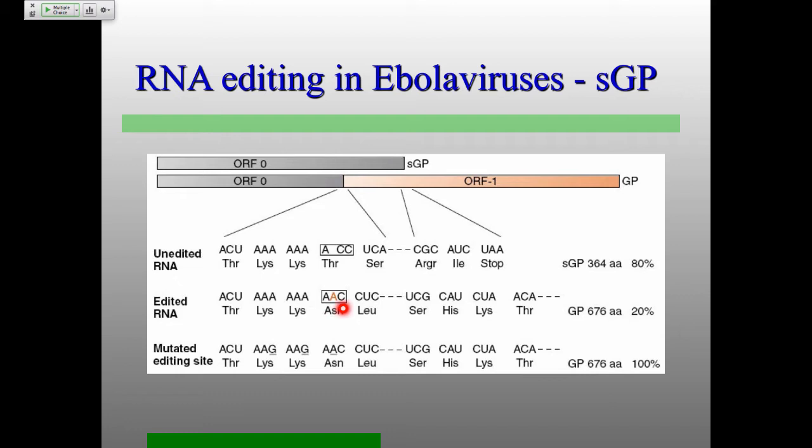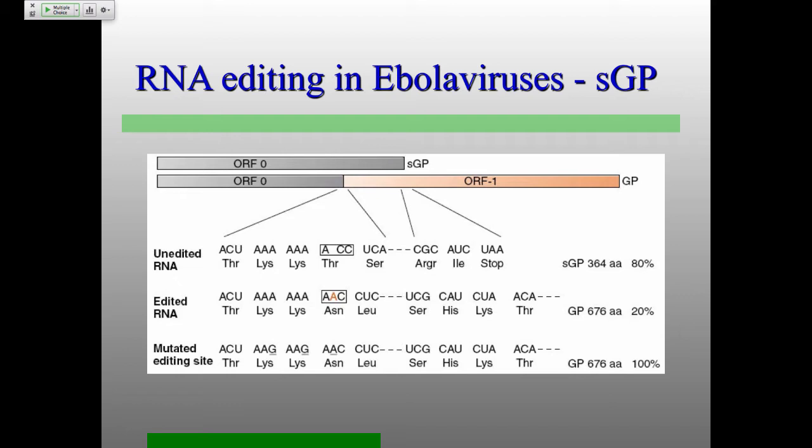Interestingly enough, this editing is absolutely required to make the glycoprotein. So unlike the PCV proteins that we were talking about last time, where C and V seem to be somewhat important for virus function, here, if you don't make the glycoprotein, you're not going to make a functional virus. So this editing is absolutely required for function.